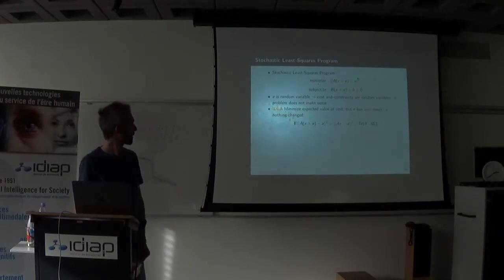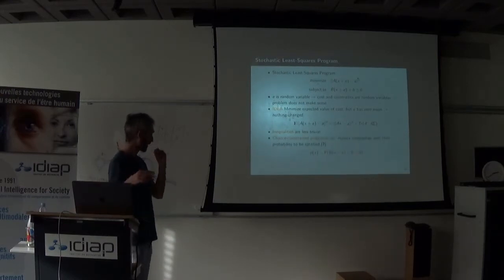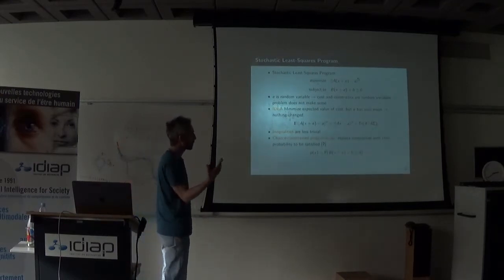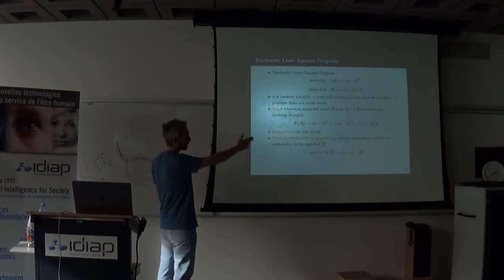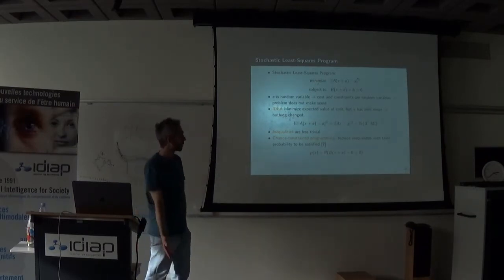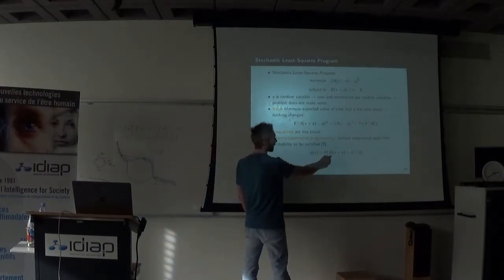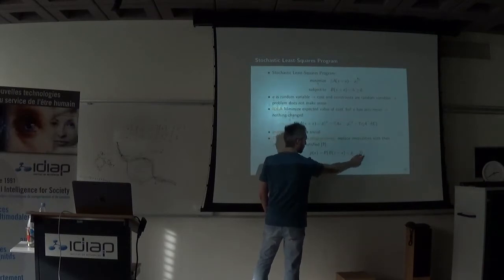So what is interesting instead is to look at the inequalities. And here the classic approach is the one that is used in chance constraint programming. That is, we replace the inequalities with the probability that the inequalities be satisfied.